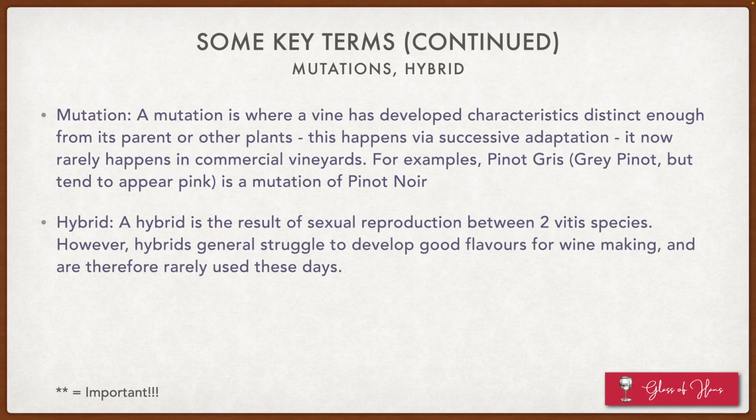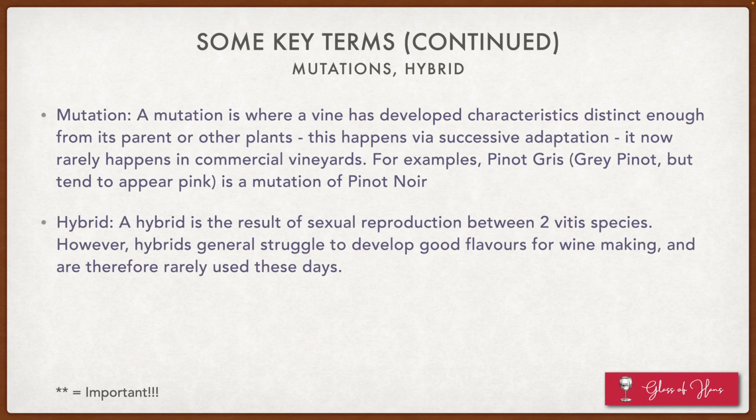Other terms include a term called a mutation. For example, a mutation of a vine has developed enough characteristics to distinguish it from its parents or other plants. This rarely happens because most commercial vineyards use clones and they don't actually sexually reproduce. But for example, Pinot Gris is actually a mutation of Pinot Noir.